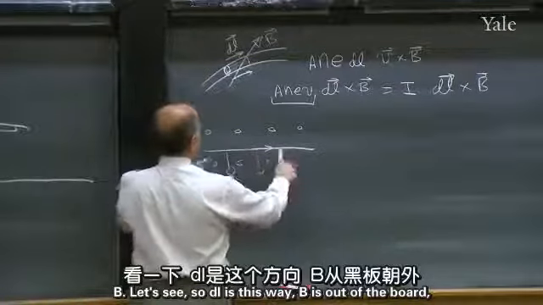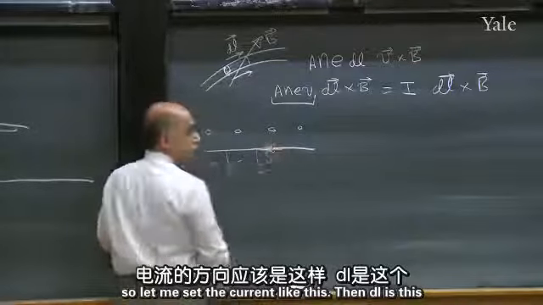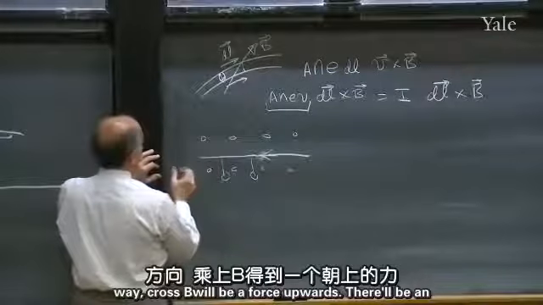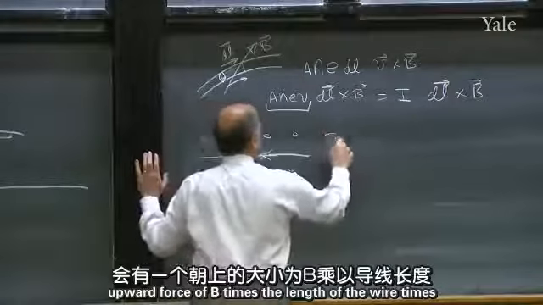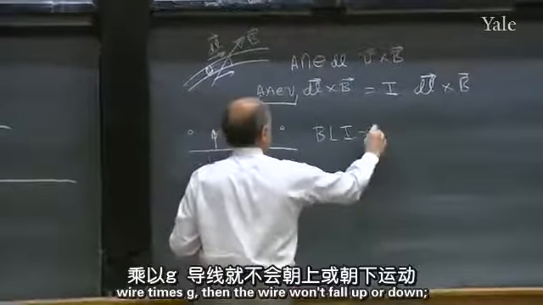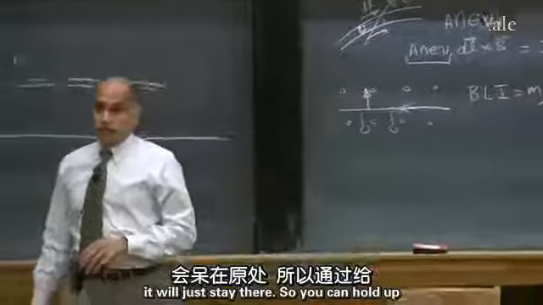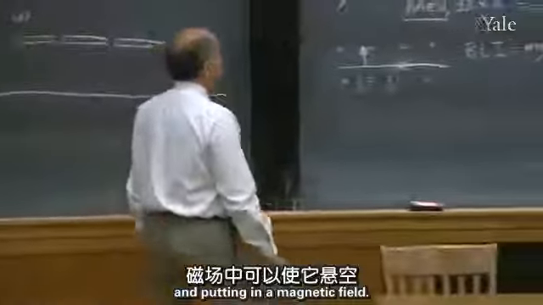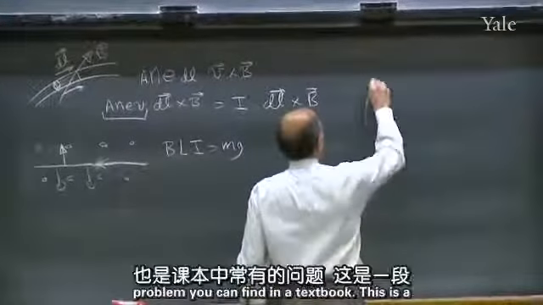Let's see. So dl is this way. B is out of the board. So let me send the current like this. Then dl is this way. Cross B will be a force upwards. There will be an upward force of B times the length of the wire times the current. And if that's equal to the mass of the wire times g, then the wire won't fall up or down. It'll just stay there. So you can hold up a piece of wire by driving a current through it and putting it in the magnetic field. But here's another simple homework problem, or some problem you can find in the textbook.